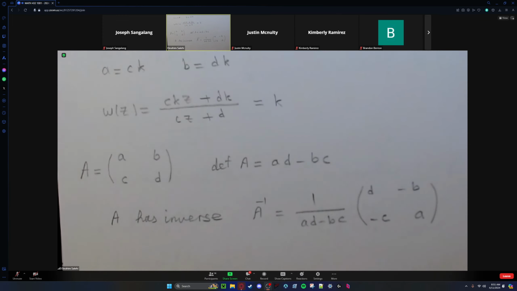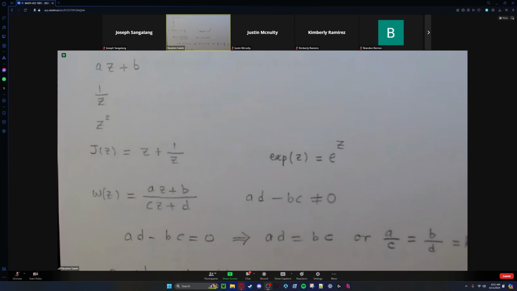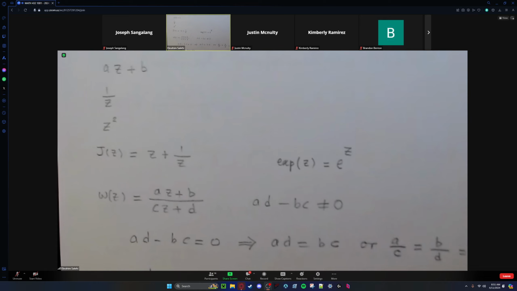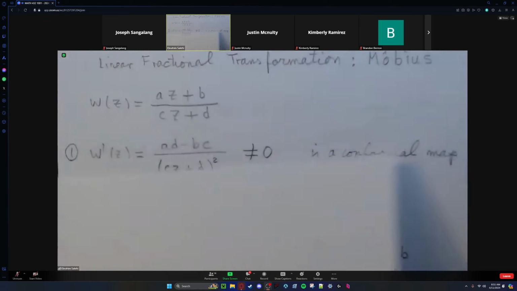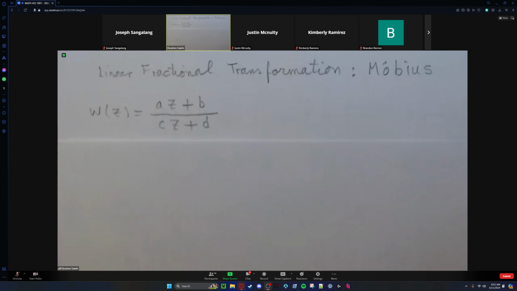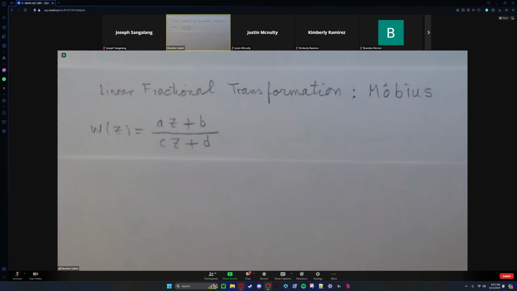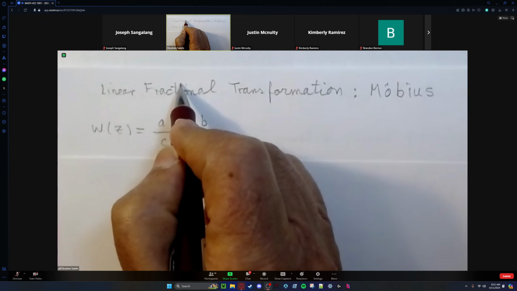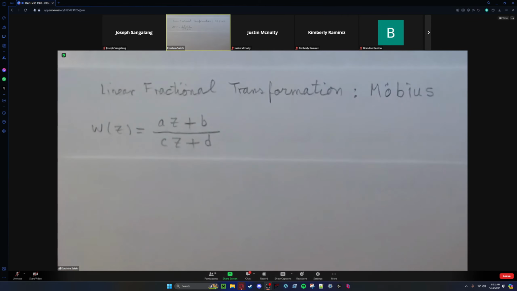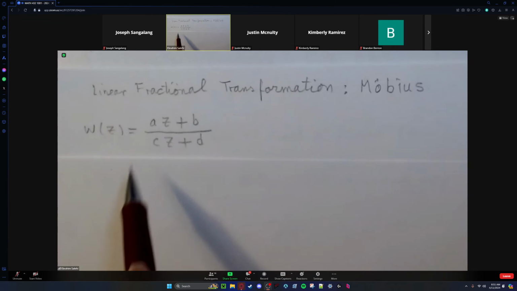Well, because of its significance, this function has a name. We call it a linear fractional transformation, or Mobius function.